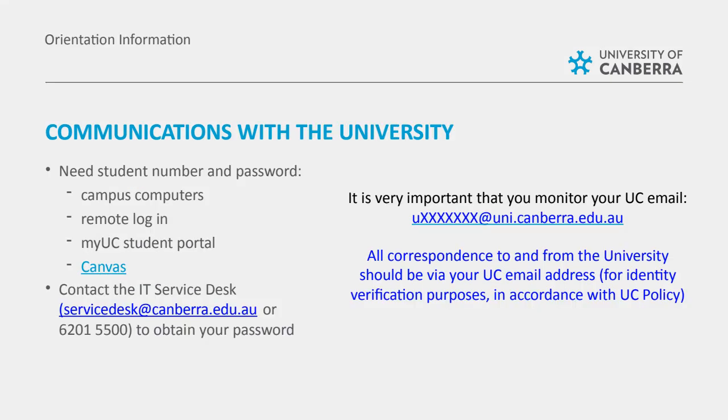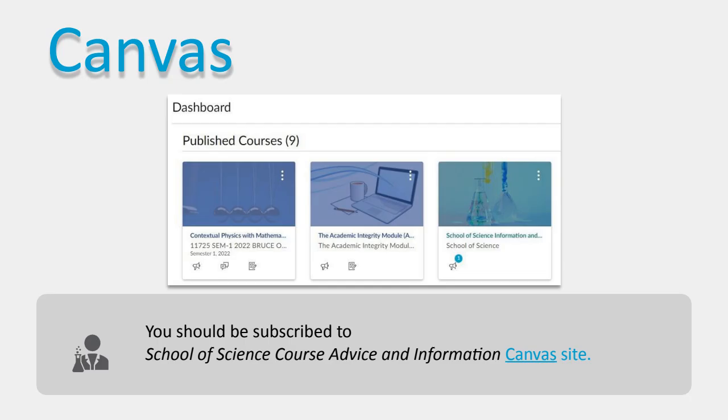What I mentioned before, communications with the uni, you need to use your email address. So it usually starts with a U and then your student number, and then uni.canberra.edu.au. What I mentioned before, how it's done. So just talk to the IT department if you're not too sure which credentials to use.